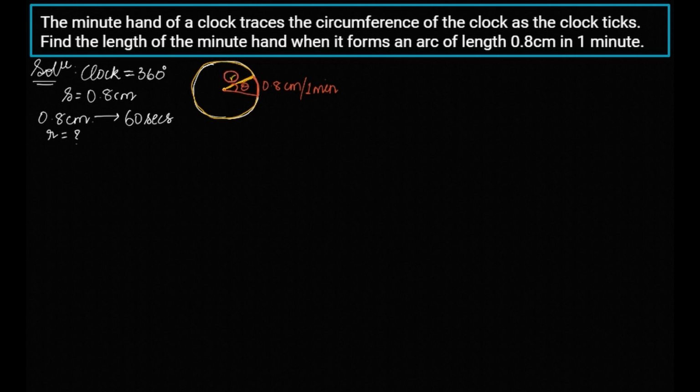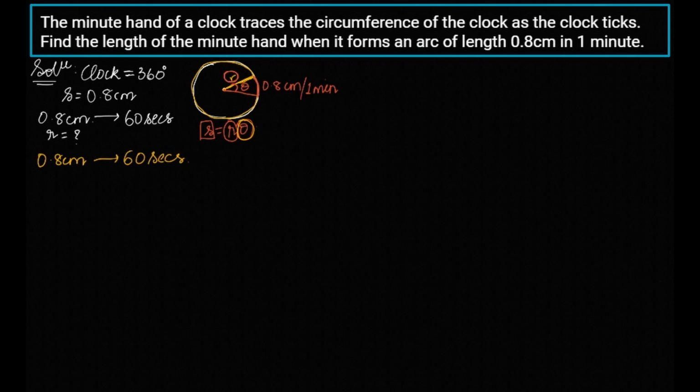In order to do that, the formula which we can use is S is equal to r theta. So here we know the length of the arc, which is 0.8 centimeters, and we have to find the value of r, and we don't know the value of theta. So first let us find the value of theta. For that they have given us that the minute hand makes 0.8 centimeters in 1 minute, that is 60 seconds.